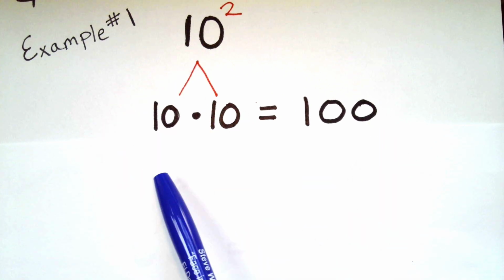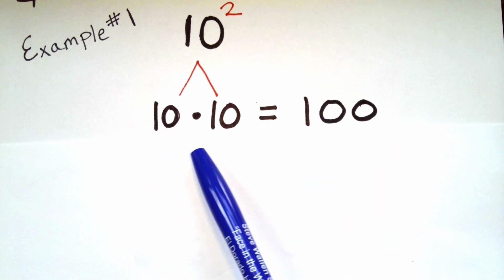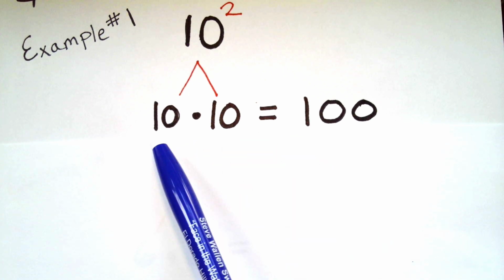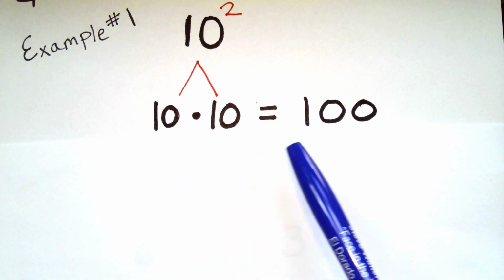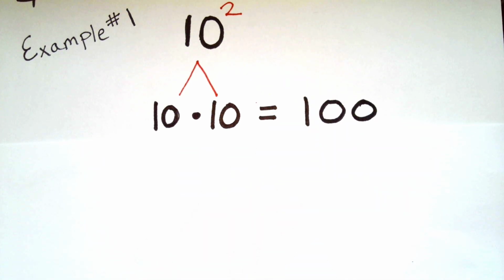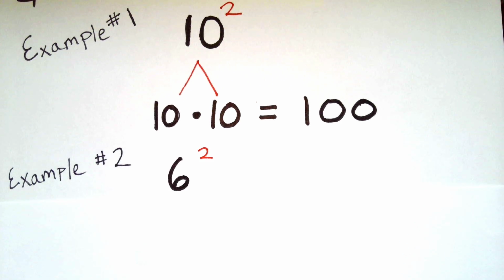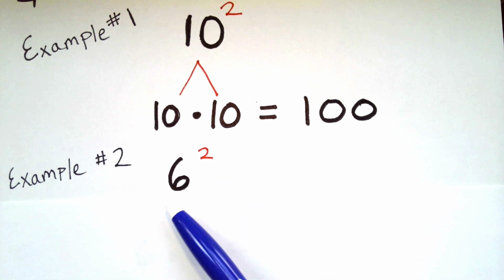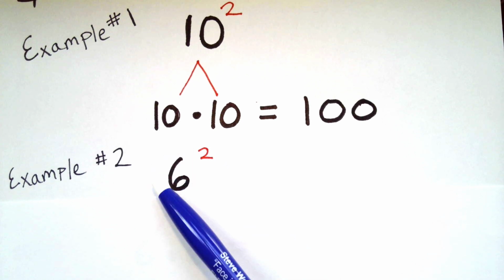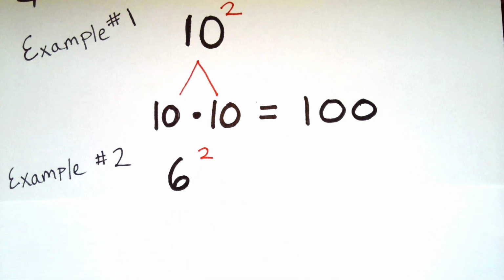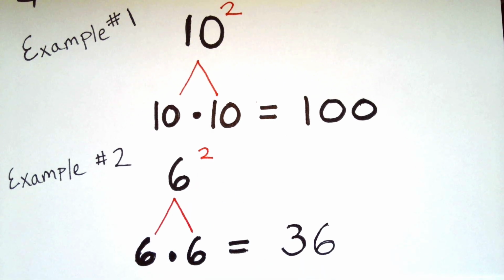This is a value you should know. 10 times 10 is 100. 1 times 1 is 1. I have 2 zeros, so I'm going to keep those 2 zeros. So 10 times 10 is 100. Let's take a look at example number 2. All right, so here we have example 2. 6 squared, or 6 to the power of 2, is another way you might hear that. It's basically the base 6 times itself twice. All right, so you can see this here. 6 times 6 equals 36.